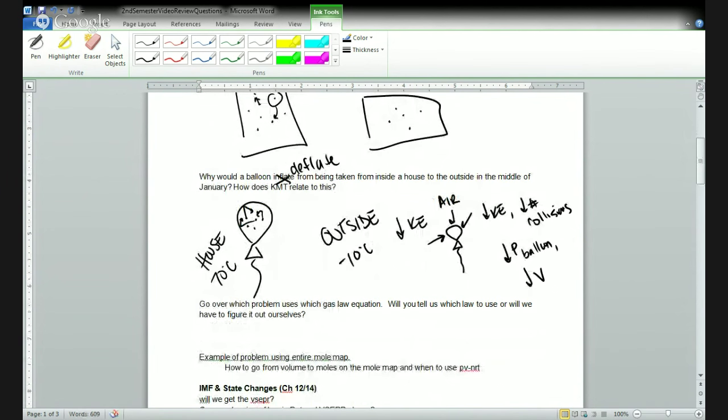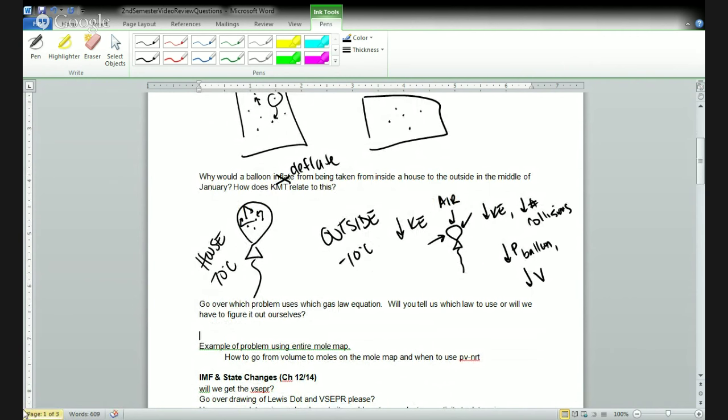Someone asked, can you go over which problem uses which gas law equation? And will you tell us which gas law we're using, or do we have to figure it out ourselves? You guys are definitely 100% going to have to figure it out yourselves for this one. There is no hint like, using Boyle's law, do this math. Everything you do is going to be based on you being able to understand which gas law uses which equation.